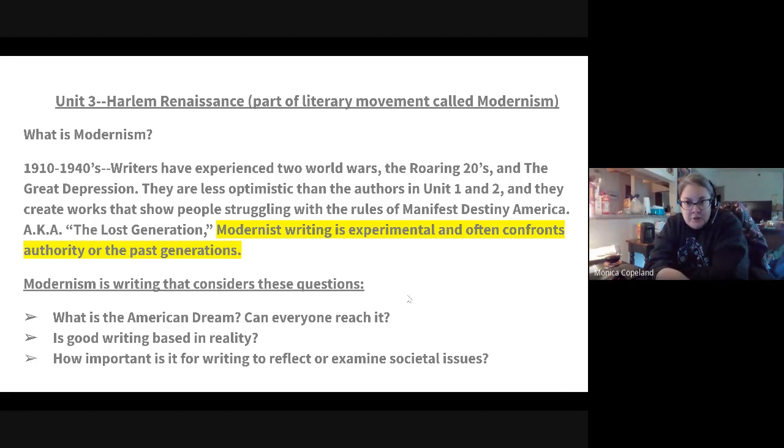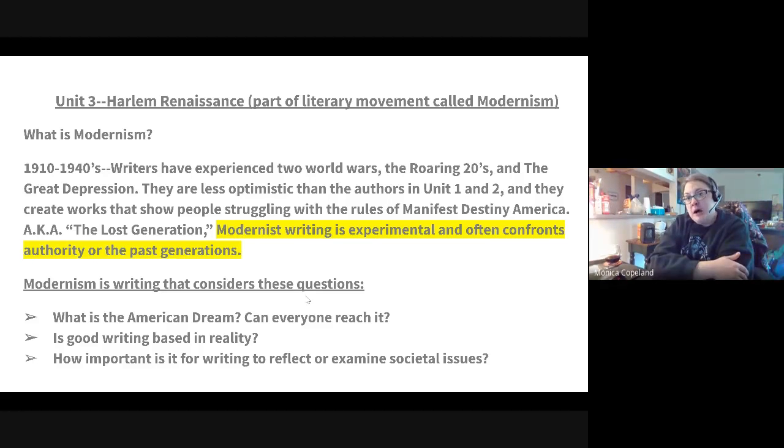So you can tell it's modernist writing if it's experimental, if it confronts authority, or it describes whether or not past generations were right. So in the Romanticism writing, as you recall, they were nostalgic about the past, like, oh, remember when? These writers don't have that point of view. They're not, oh, remember when? They're more, yeah, I remember when racism like took over the entire land and we decided we could have Mexico. That's essentially their point of view.